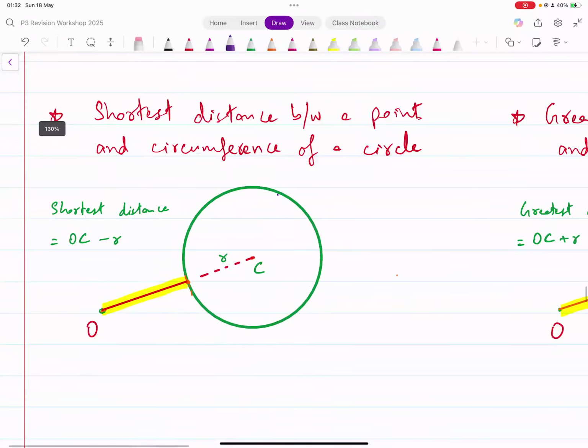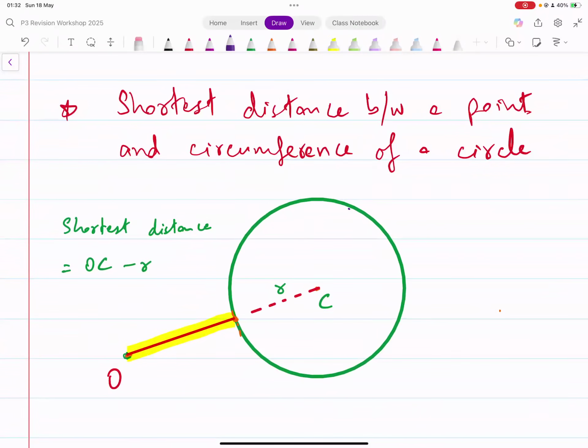What if the locus was a circle? So let's say the point z could be anywhere on the circumference of the circle, and what you want to do is figure out the shortest distance from a point to the circumference of the circle.